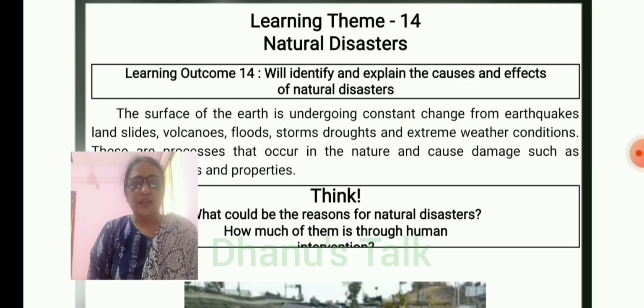Disasters. There are two types of disasters, natural disasters and man-made disasters. In this session we are going to look at natural disasters, that is learning theme 14 for class 8th standard English medium social science. Welcome to the talk.